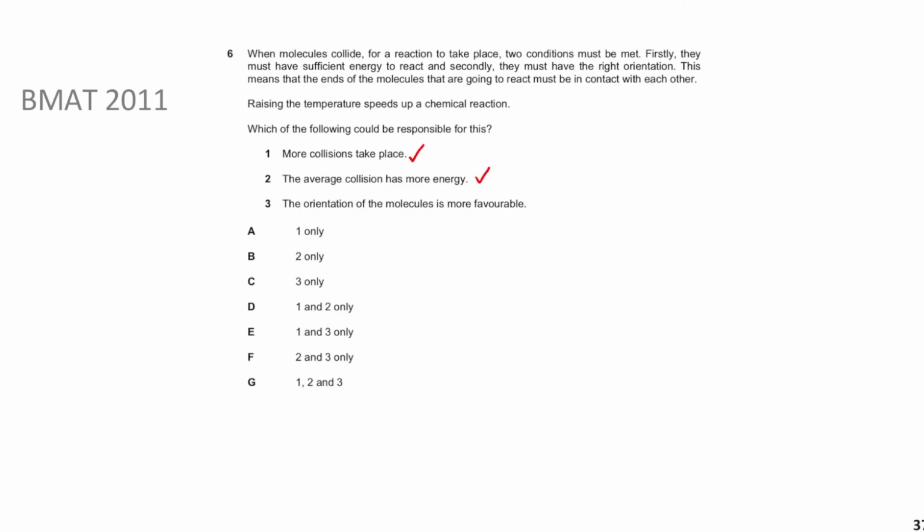And number three, the orientation of the molecule is more favorable. If anything, think about it, guys. If you increase the temperature and things are moving around more crazily, if anything, the orientation is going to be less favorable, right? So it can't be 3. So that means that the options we're going to have, guys, is 1 and 2, and therefore D should be our winner. D should be the correct answer. So hopefully, guys, that has made sense. And as always, we really look forward to seeing you in the next video.